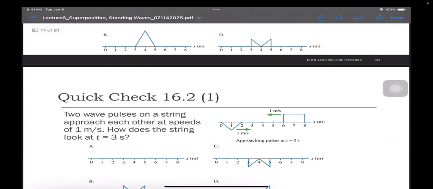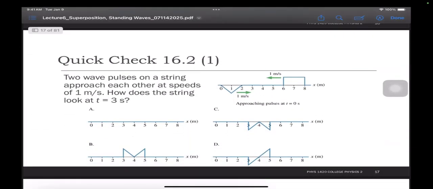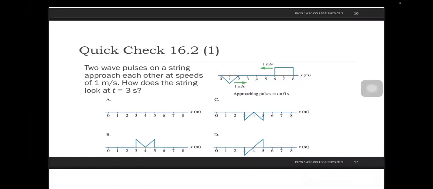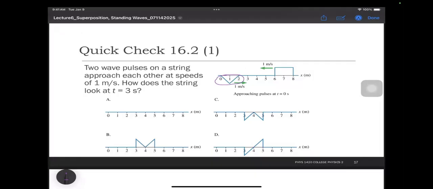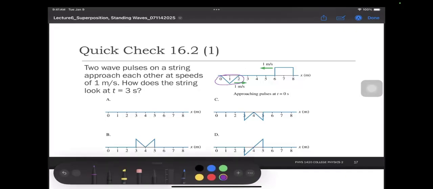Okay, let's check the other one. Two wave pulses on a string approach each other at speeds of 1 meter per second. How does the string look at t equals 3 seconds? It's the same question, but the wave is different. You can see in that question, this wave is positive, but in this question, this wave is negative. So let's check how the string looks at time equals 3 seconds.